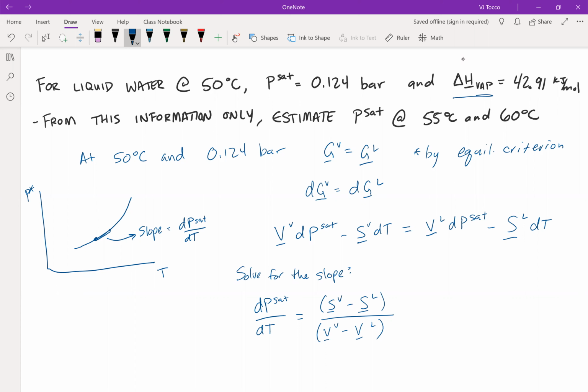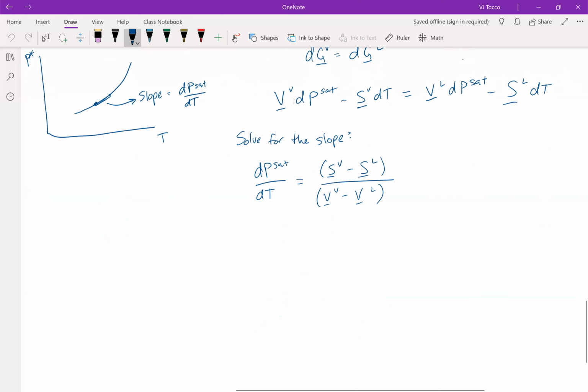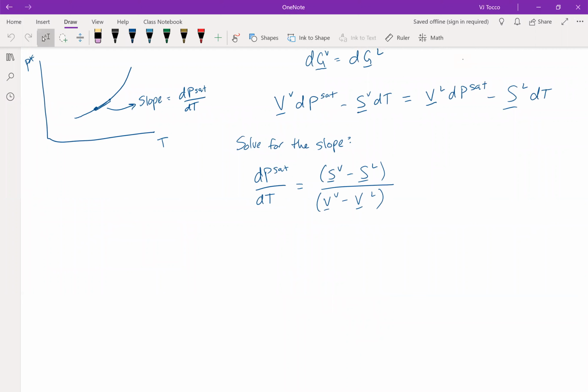Notice that we have the enthalpy of vaporization. We do not have the entropy of vaporization. So we don't have delta S vap. We only have delta H vap. That's no problem. What we can do is relate what we want to know to what we already know. We want to know something about entropy, but all we have is enthalpy.